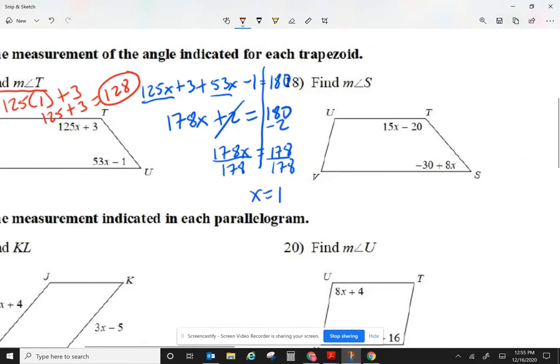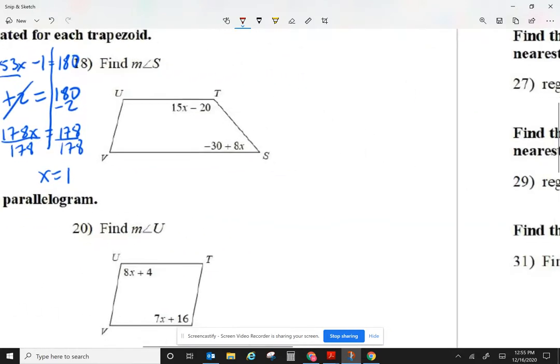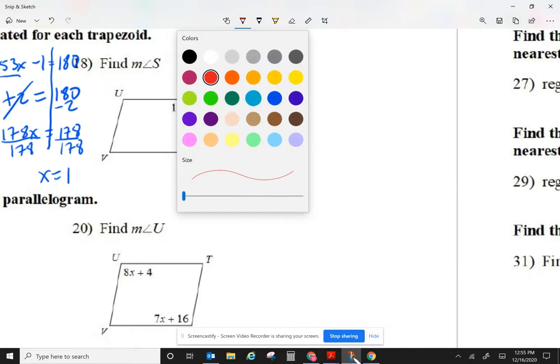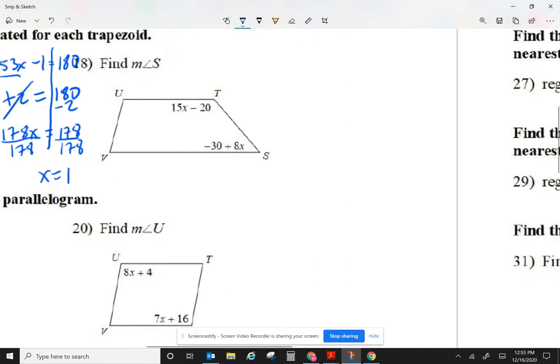Okay, now let's take a look at number 18. I'm going to solve for x first. I'm going to add angles T and S. So the way I'm going to do this, I'm just going to go 15x minus 20 minus 30 plus 8x equals 180. Those two angles add up to 180.